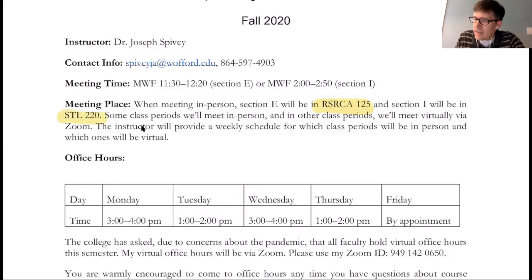Section I will be in STL 220. Now that is a brand new room that I have not seen yet, so I hope it's awesome. It's in the library. I think it's upstairs in the library is what I've been told. So plan to get there a few minutes early so you can find which classroom this is. I'm really looking forward to exploring that new space.